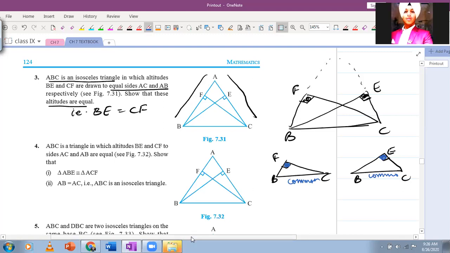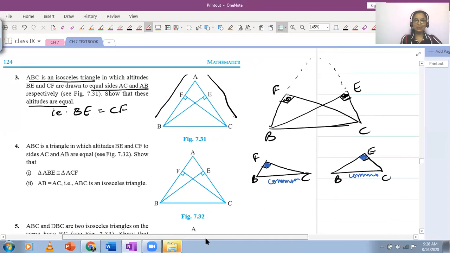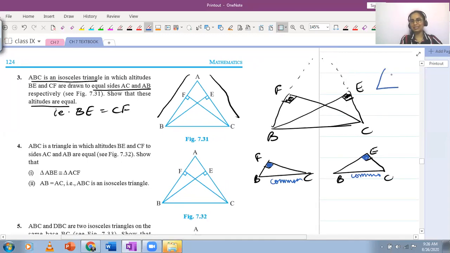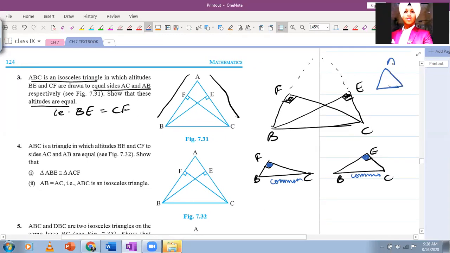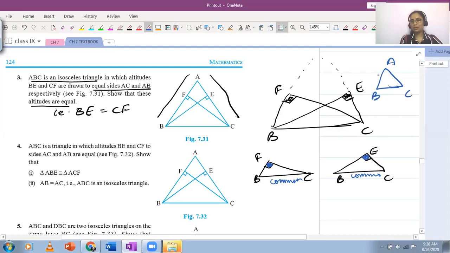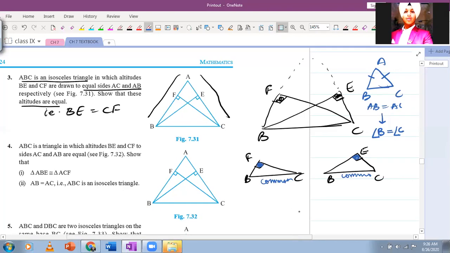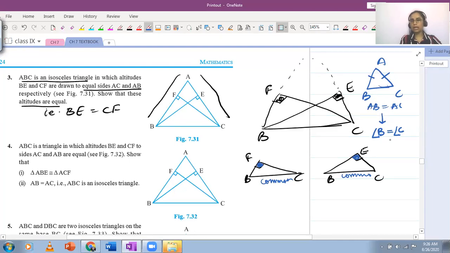For this, I would like you to go back to the original triangle. So if we go to our original triangle ABC, this is what's given. AB is given equal to AC. So from here, can I say this means angle B is equal to angle C? Yes. In the original triangle, two sides were equal, so their opposite angles will be equal.